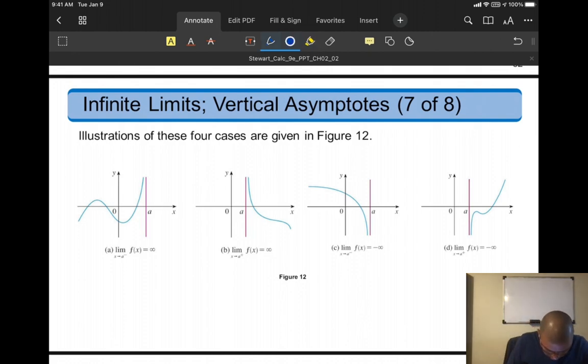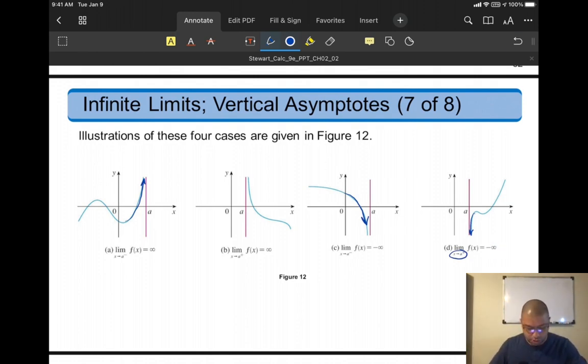We're approaching a from the left, and x is getting larger, so the limit is plus infinity from the left. See the little minus sign on top of a. If we approach from the right, the limit equals plus infinity as well, because we're going up. Here, we're going down and approaching from the left, so x approaching a from the left with a little minus sign equals minus infinity. And here, we're approaching from the right going down, so x approaching a from the right with a little plus sign equals minus infinity, because we're going down.